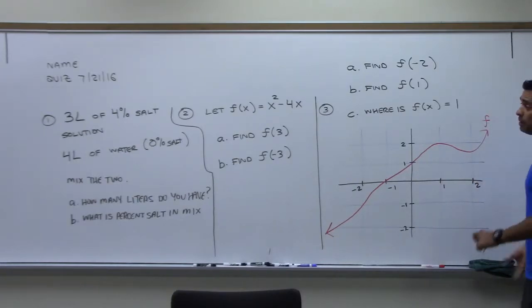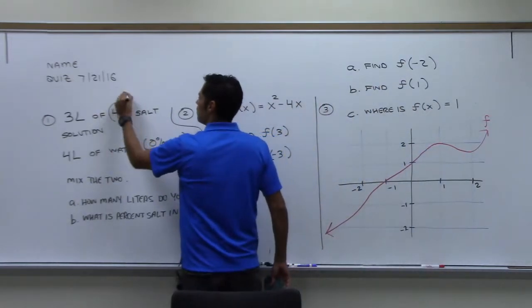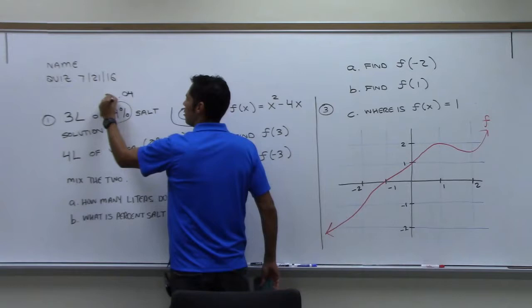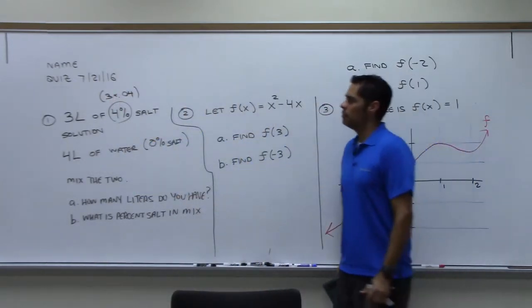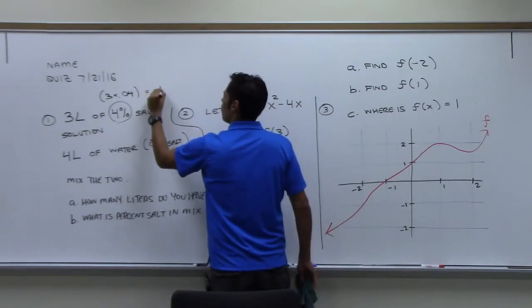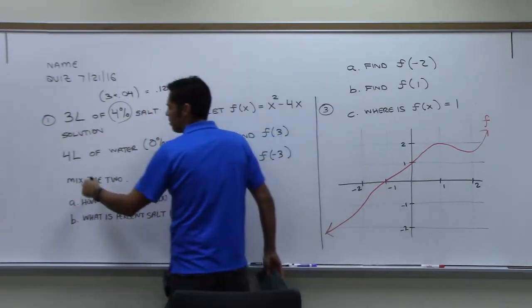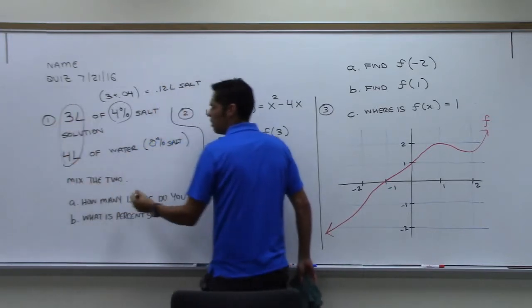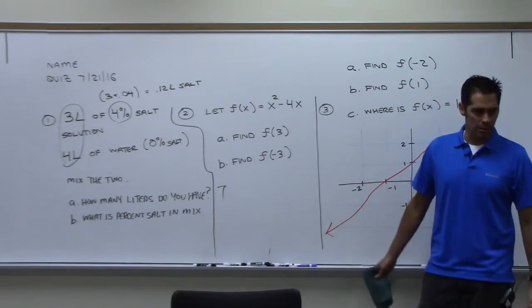All right, so the first one, you're going to take this, convert it to a decimal, 0.04. You're going to multiply it times 3. That's going to tell you how much salt you have. So what is that? 0.12. So you have 0.12 liters of salt. Now, when you add these two together, you're going to have 3 liters plus 4 liters, which is 7 liters of solution. That's kind of the obvious part of the question.